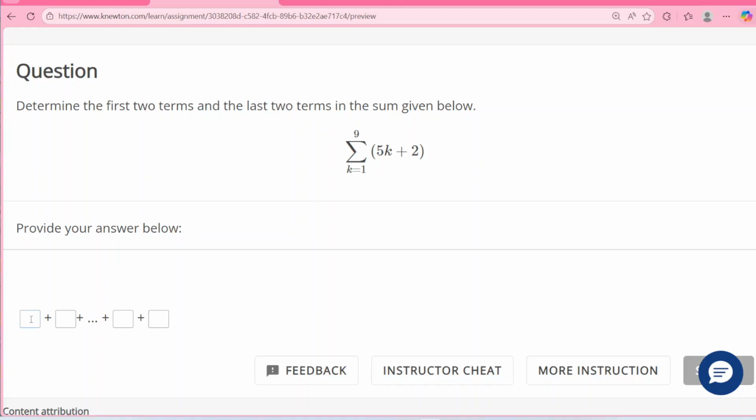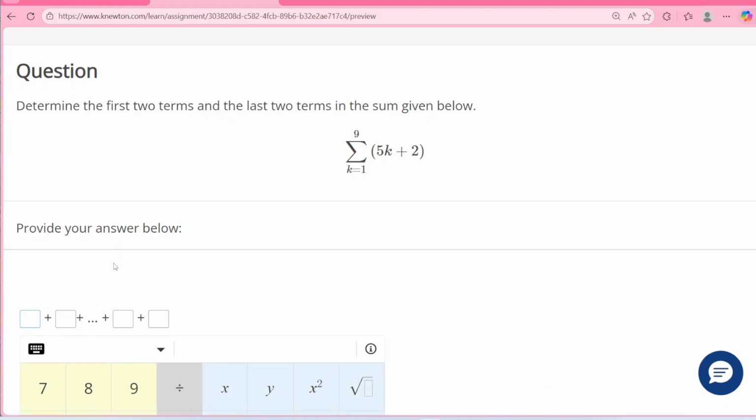So the first 2 terms are when k equals 1. So that'd be 5 times 1 plus 2, that'd be 7. And because you've got this k times 5 here, every time you increase k by 1, the value of the term will increase by 5. So the next term would be 12, right? 5 times 2 plus 2, and so on.